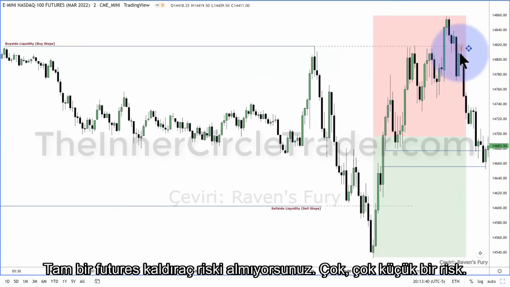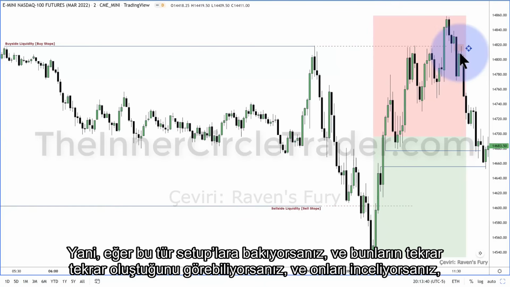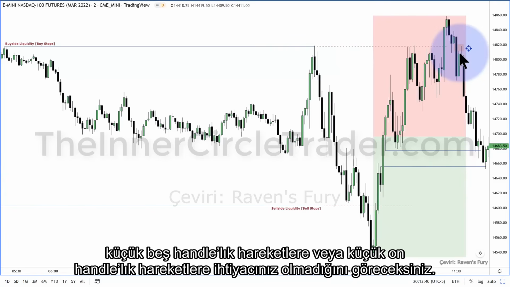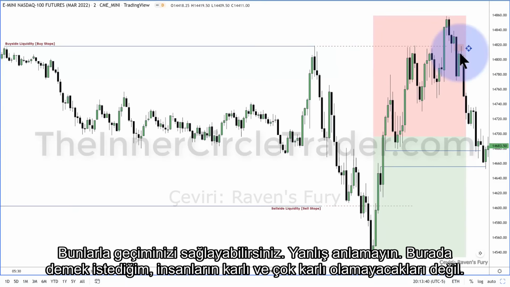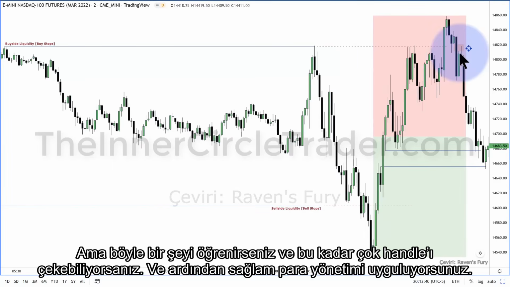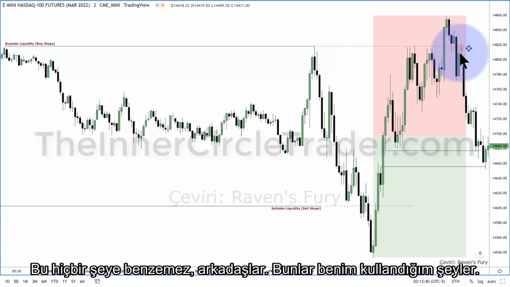It's very, very small. So if you're looking at these types of setups, and you can find them forming repeatedly over and over and over again, and you study them, you're going to see that you don't need to get these little 5 handle moves, these little 10 handle moves. You can make a living doing that. Don't get me wrong. I'm not trying to say that people cannot be profitable and wildly profitable. But when you learn how to do something like this, and you're able to pull down this number of handles, and then you have sound money management, nothing compares to it, folks.